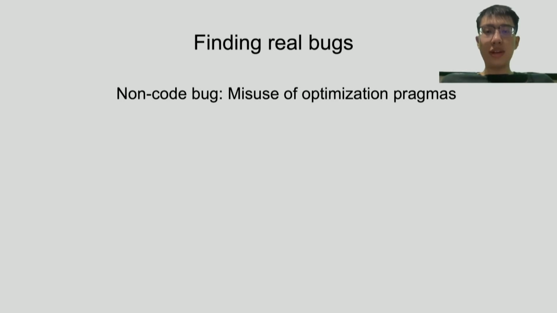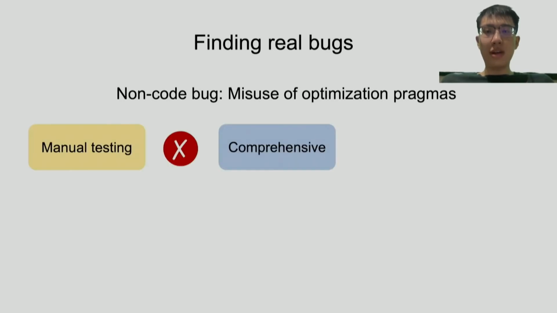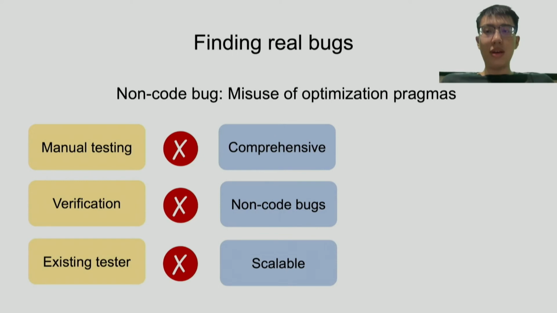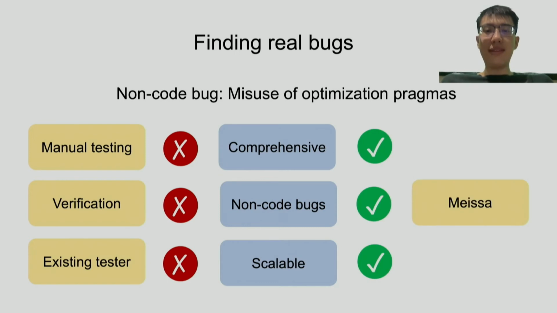This bug was not detected by our manual test cases because they were incomprehensive and did not cover logics triggered in this bug. Verification techniques did not detect it because they could not detect non-code bugs. Existing P4 testers did not detect this bug because it did not scale to large programs. Meissa is comprehensive and scalable, and successfully generated test cases for all paths and thus detected this non-code bug.